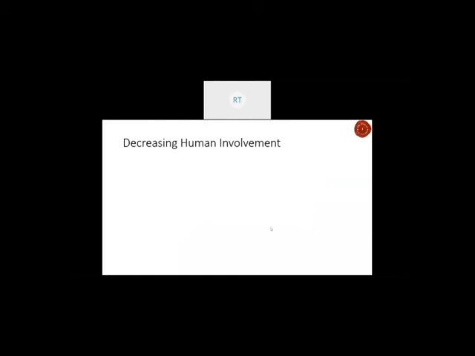So, how many of you have experienced this, the trend of decreasing human involvement? How many of you have experienced this? I'm sure many of you must have. Can you give me an example of the trend of decreasing human involvement? One example.